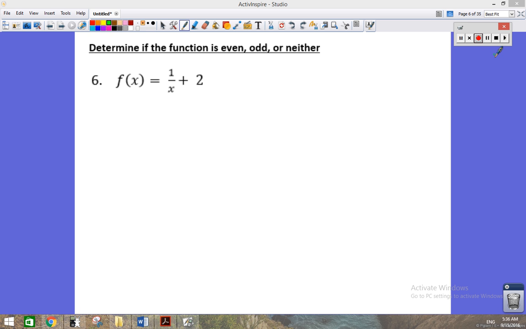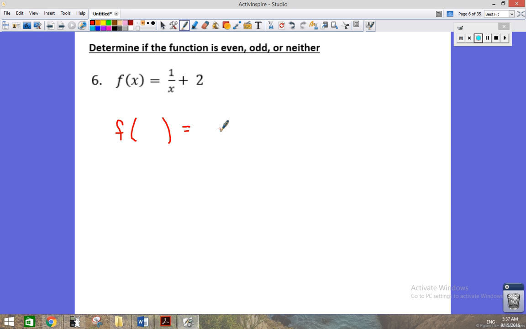Alright, so let's take a look at this problem number 6. Again, it's the same directions, asking us to determine whether this is an even function or an odd function or neither. So if I have a graph, then I look for symmetries. If I have an equation, I use the algebraic definition. I'm interested each time in just coming in and saying, what is this function evaluated at the opposite of x?